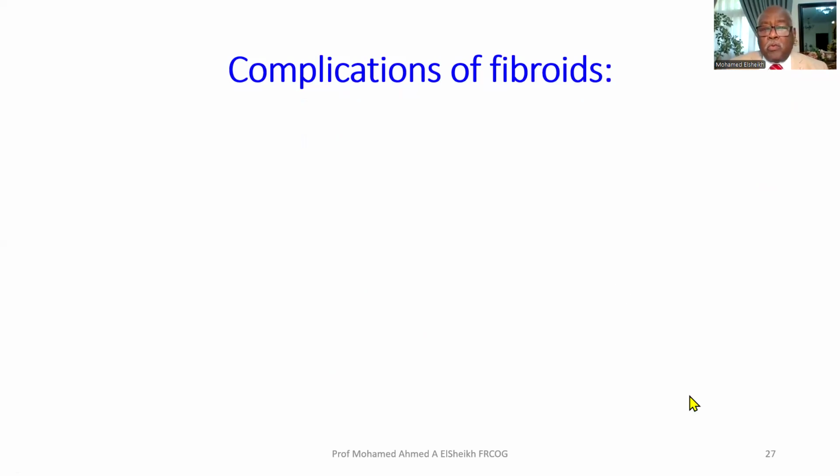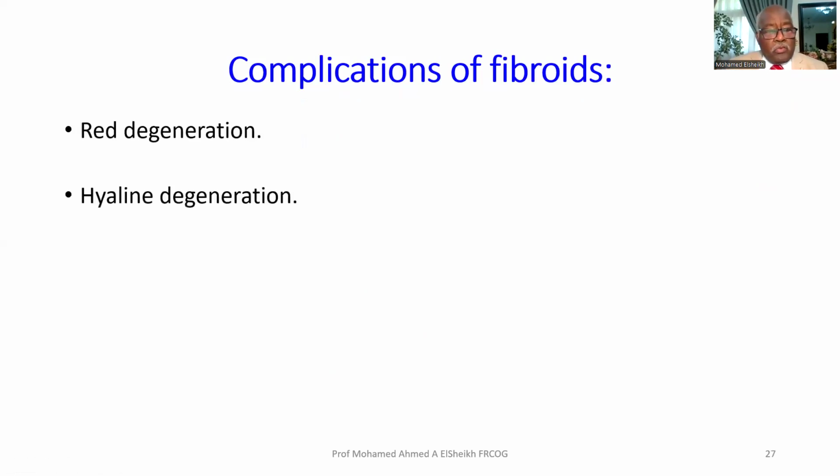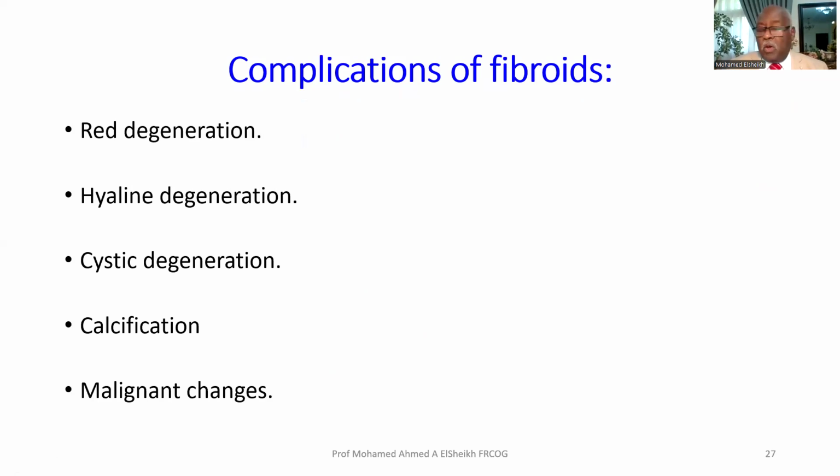The possible complications in a fibroid. One is red degeneration, hyaline degeneration, cystic degeneration, and calcification. These are the possible complications that could occur in the fibroid. And as we have mentioned, the malignant changes are minimal.